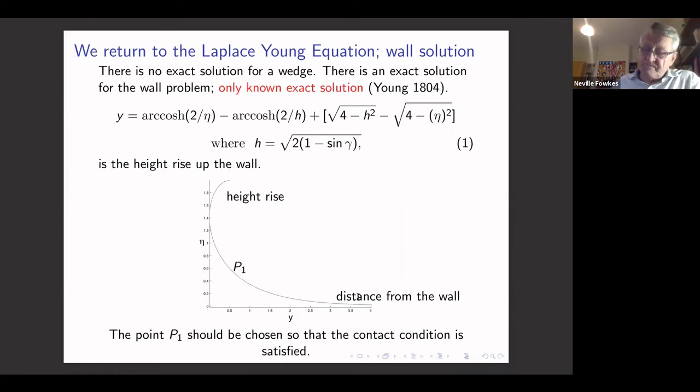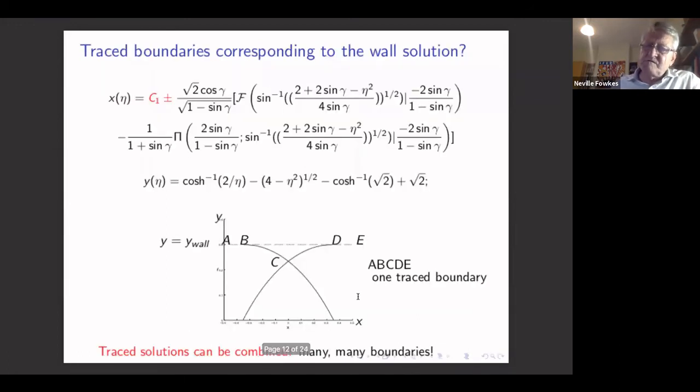Okay, so the issue arises here. Well, look, can you trace boundaries corresponding to this exact solution? I mean, it's not like e to the minus x plus e to the minus y, so it's not going to be trivial. It's a horrible expression. Can you trace an answer? And the truth is, yes, you can. And there are the curves that come up. Here's one curve. It starts down there, it comes up to C, it goes up to B, and this is the wall up here.